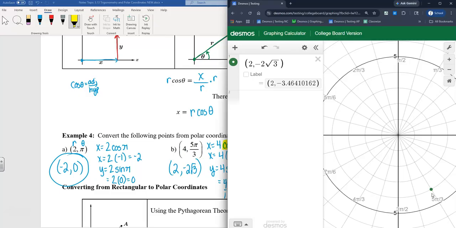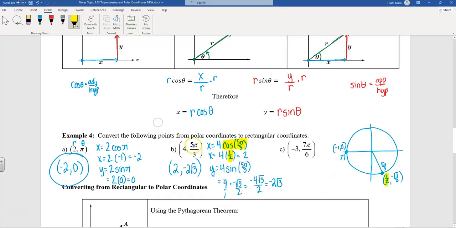I don't know that these will necessarily show up on Calculator Active. They might, possibly. They don't have to. But if they are, you could use that to check. All right.